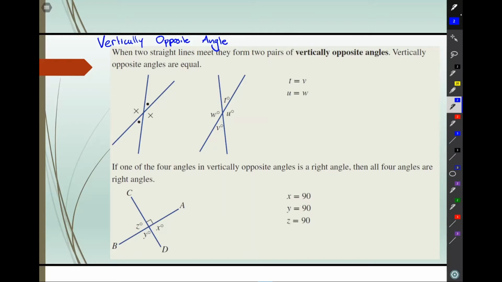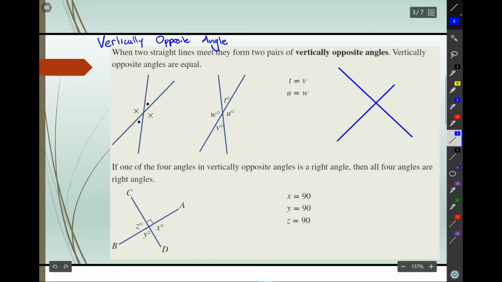Basically, what vertically opposite angles mean is that if we take any two straight lines and cross them over, the angles that are opposite each other, where those two lines cross, are always equal. These two angles and these two angles are always the same. And that's what we're saying here in this diagram.